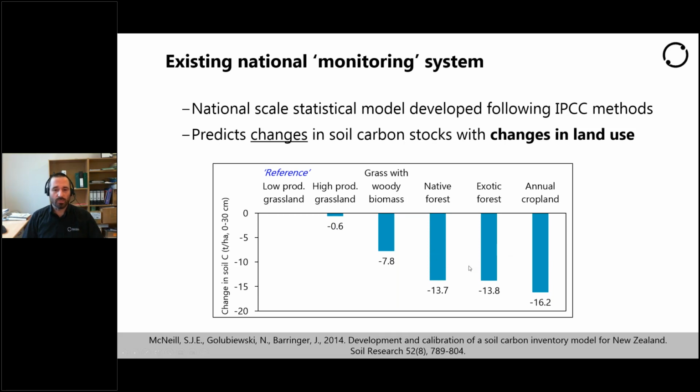Obviously, in these forest classes, you get an increase in above ground biomass. But our grasslands have the highest carbon stocks in our mineral soils.